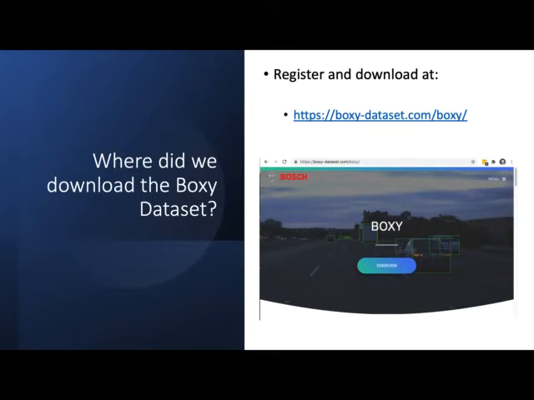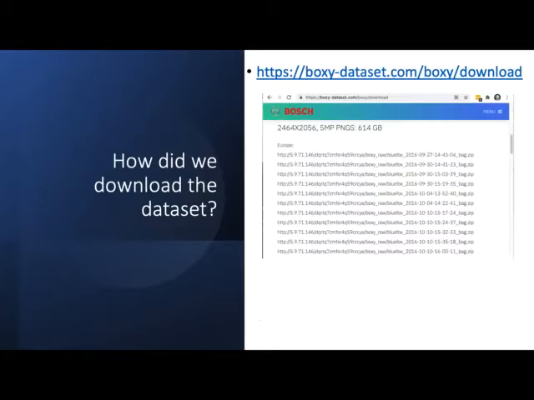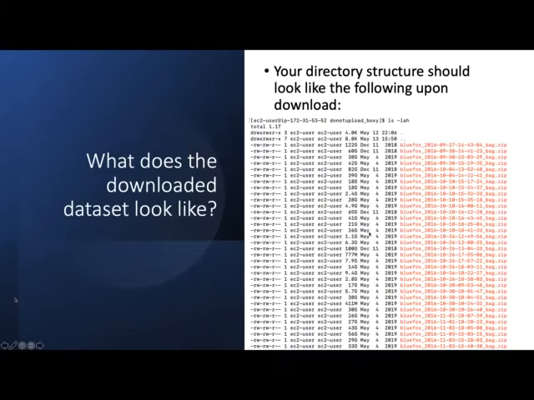We downloaded it from boxydataset.com. You have to register and download, and it comes as a whole bunch of zips that you just pull down. We used wget, but you can use any method you want if you want to do it yourself. This is what your directory structure looks like afterwards. You'll notice that there are some very large files, 122 gigs, and some very small files.